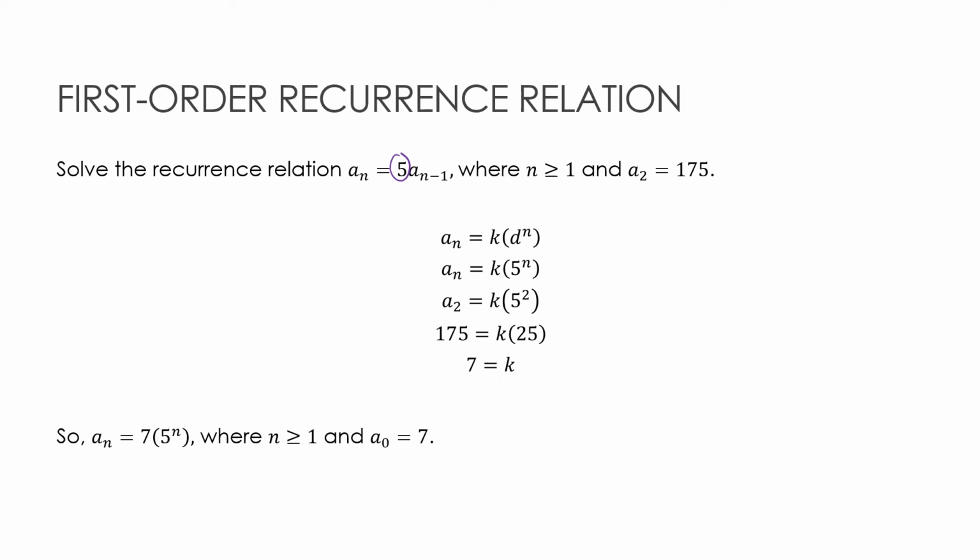Now what am I going to do? Because I don't know k, and remember k was that starting point and I don't have that. So what I do have is this little nugget right here. So let's go ahead and see what I can do with that. If I do a sub 2, then that should be k times 5 squared. Well, k times 5 squared is 25k, and a2 is 175. So by just solving that simple equation, I'm now finding k. So what is my explicit recurrence relation? Using that 7 for my initial value and writing the recurrence relation as 7 times 5 to the n.